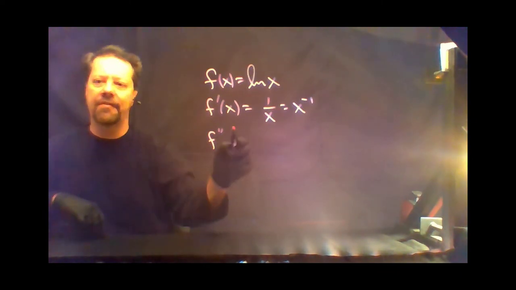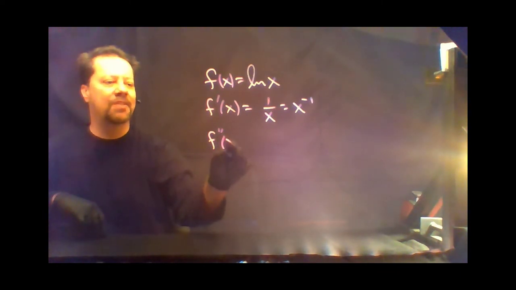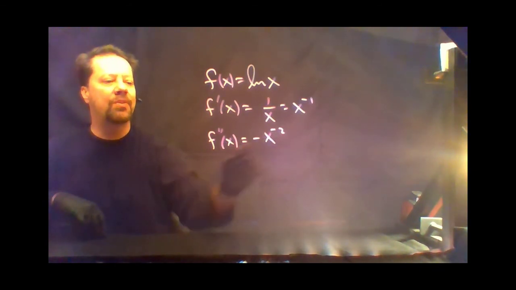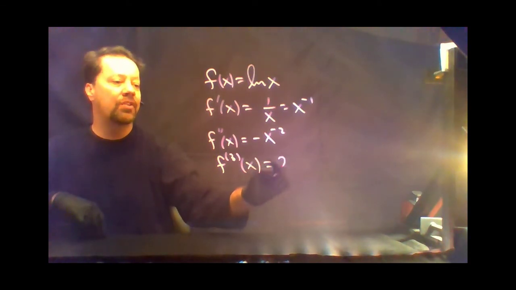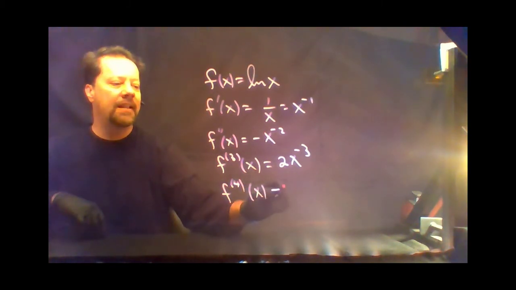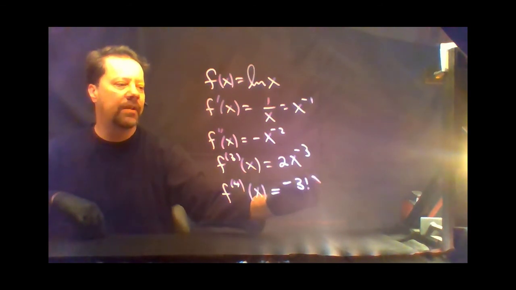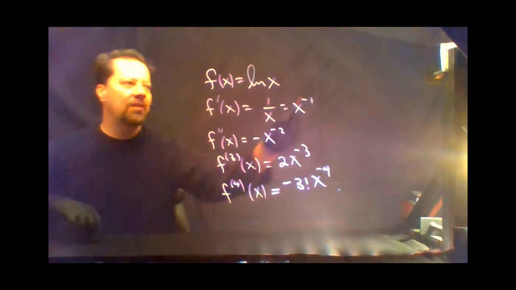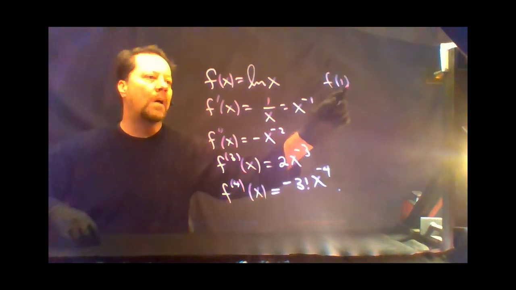The first derivative is, of course, 1 over x, or x to the minus 1. The second derivative is negative x to the minus 2. The third derivative is 2x to the minus 3. And the fourth derivative is minus, I'll write it as 3 factorial x to the minus 4. We'll evaluate all of these at 1.